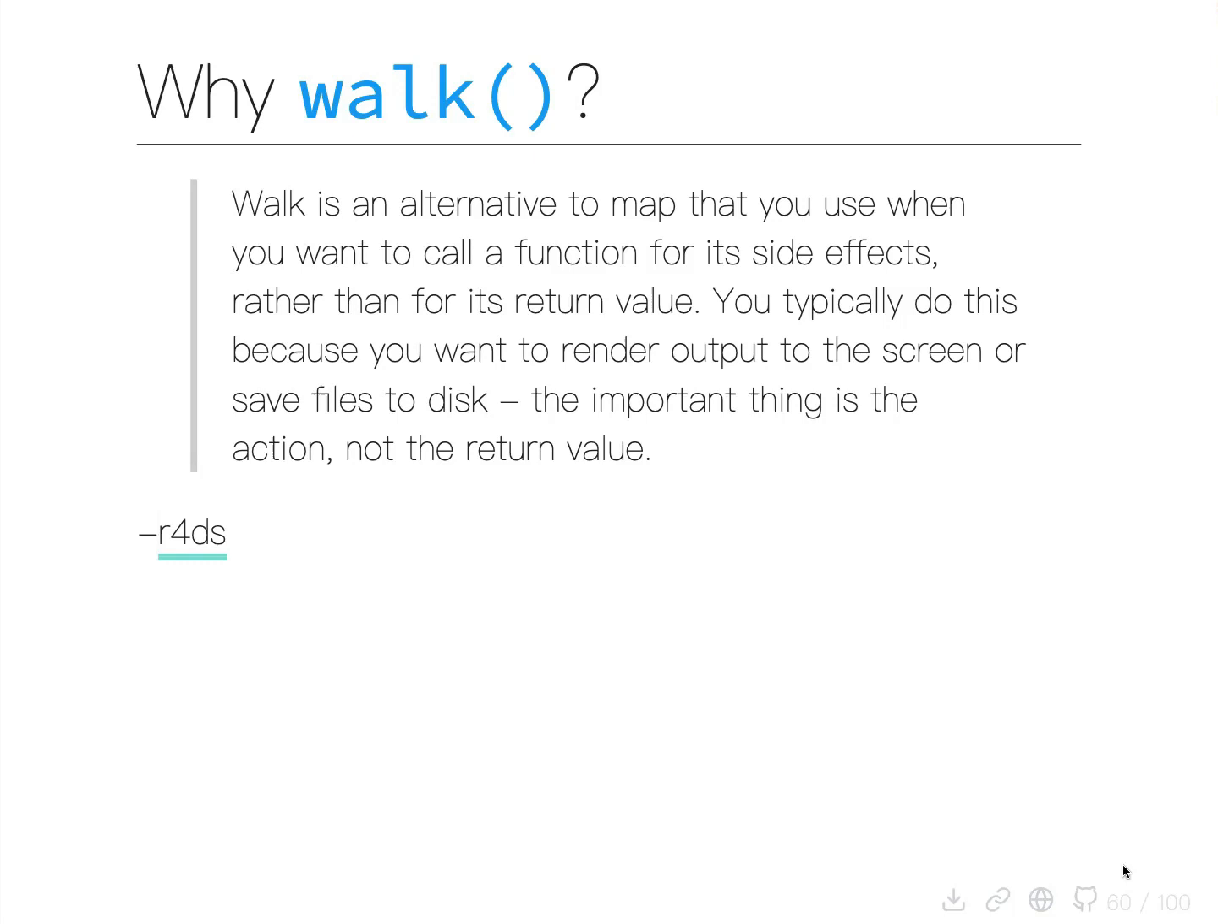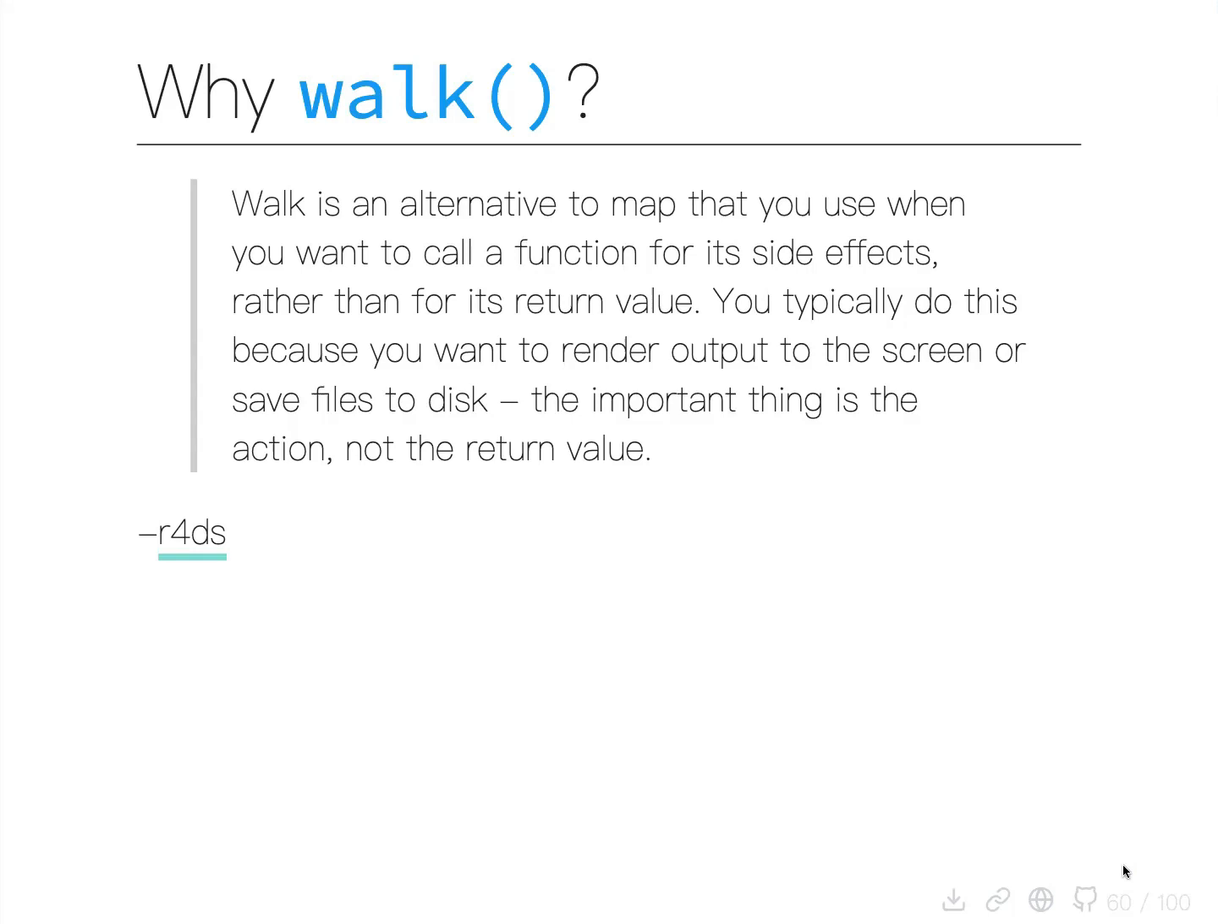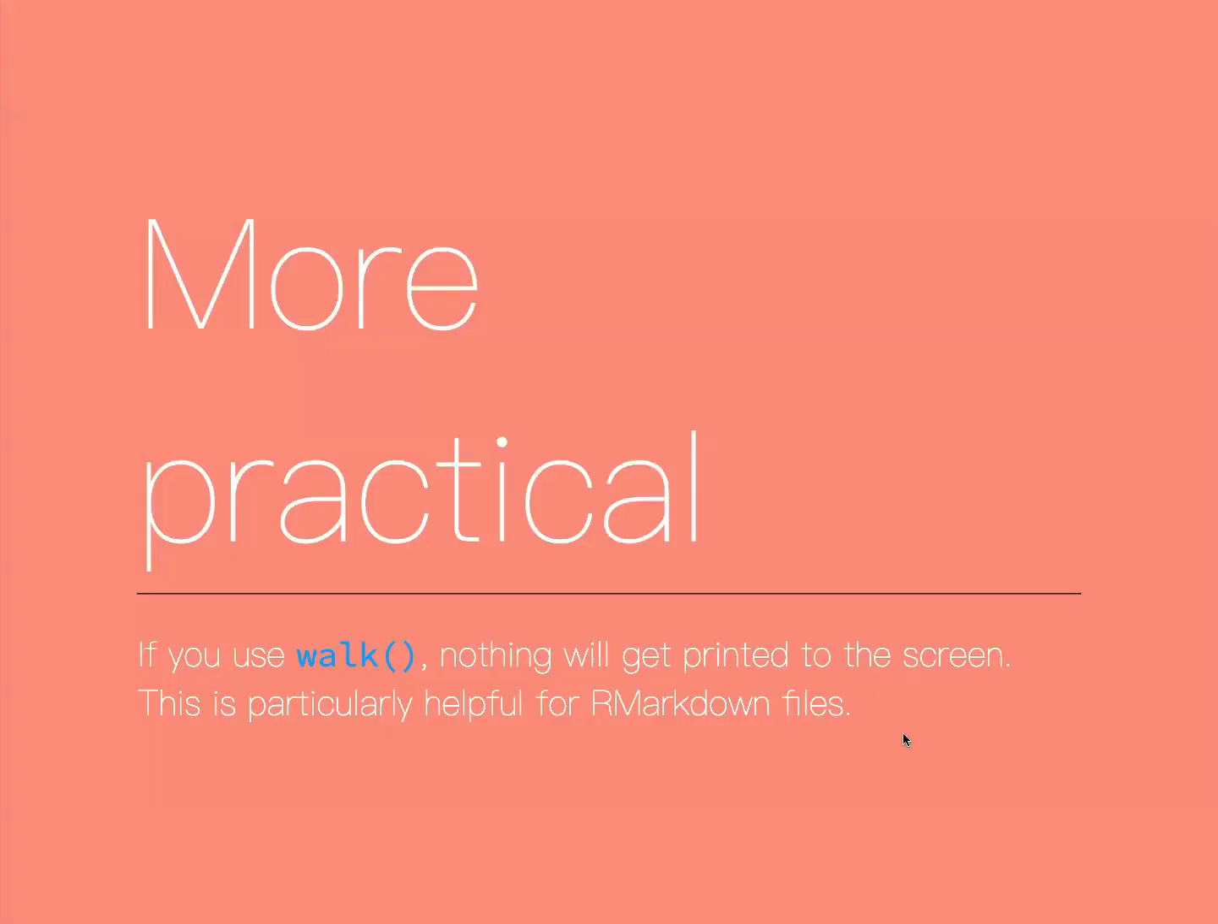So when the primary thing that you want is the side effect, aka the plot, and not the return value, which if you're in a list would just print an empty list, then you want to use walk. That's a lot of jargon to basically say: if you're looping through and you just want it to show the plot each time and nothing else, walk is what you want. You can check out this link if you want to learn more about it. This is exactly what I just said. If you use walk, nothing will get printed to the screen except for the plot itself. And this is particularly helpful for our markdown files.